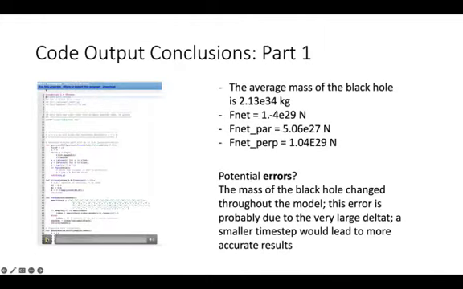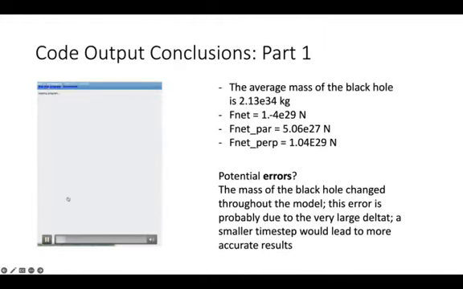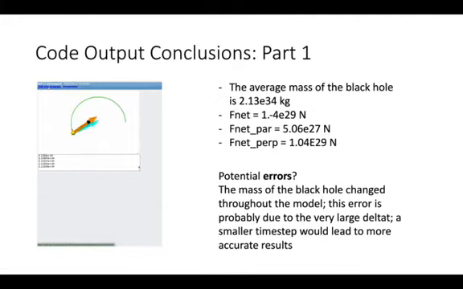And here is that output shown in a video. The average mass of the black hole is 2.13e34, and the F nets are listed below as well. Potential errors. The mass of the black hole changed throughout the model, which obviously isn't correct, and this error is probably due to the very large delta t. A smaller time step would lead to more accurate results.